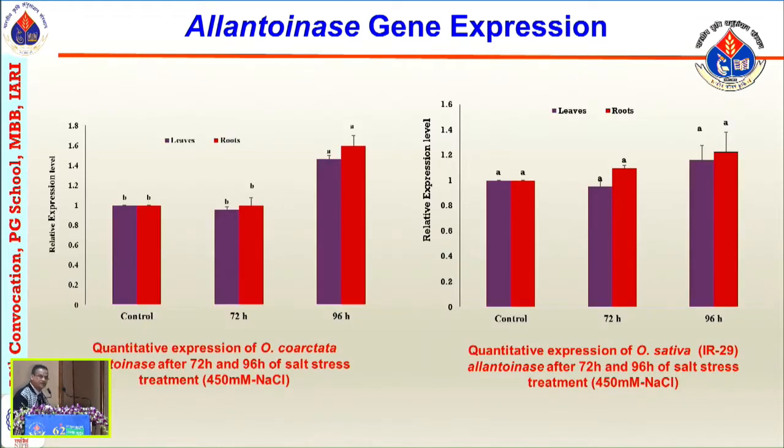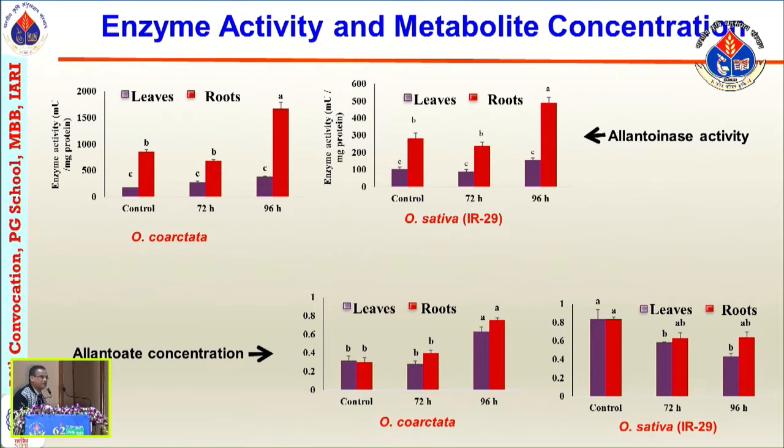It was observed that the gene gets induced very highly in the leaves and roots of Oryza coarctata 96 hours after salt treatment compared to IR29. Similarly, the allantoinase enzyme activity and also the metabolite level of allantoin are very high specifically in the roots of Oryza coarctata compared to that of IR29. So it was concluded that probably the metabolite allantoin is involved in conferring salt tolerance in Oryza coarctata.